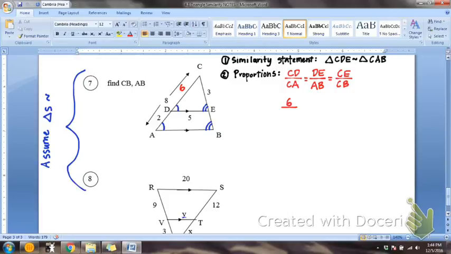And CA is how long? From C to A. You got to be careful, Crystal. Right? The whole thing. From C to A, that whole thing is 8. What about DE? DE is 5.